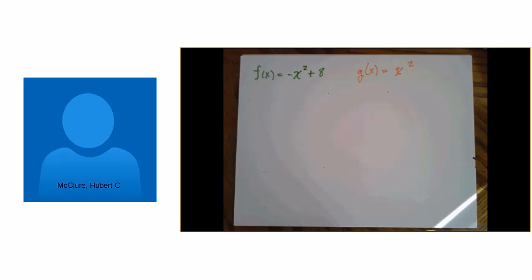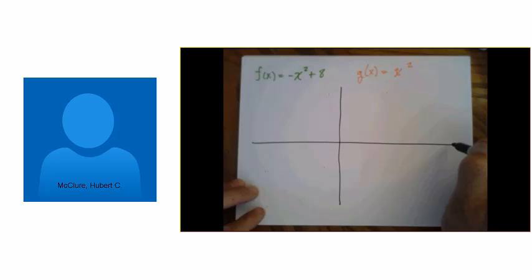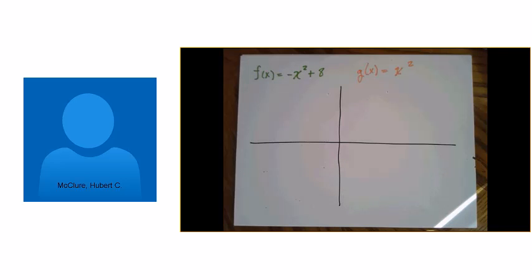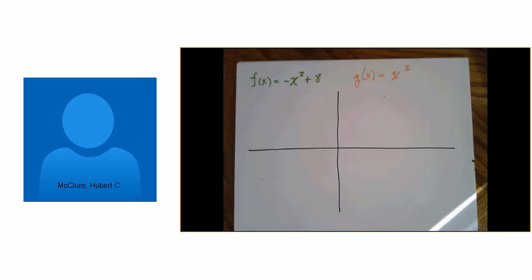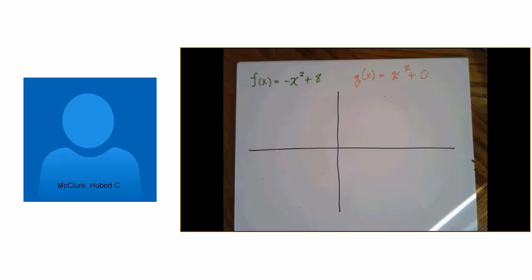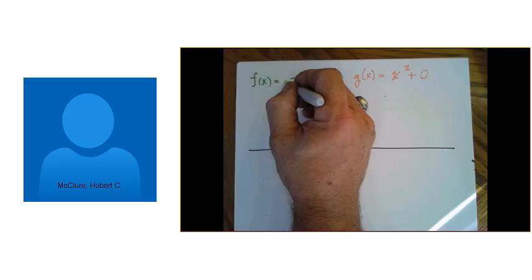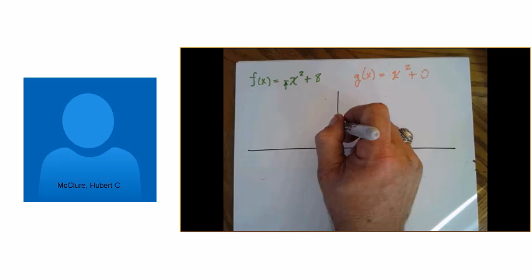So I'm going to take my handy dandy sketcher and I'm going to make it big because you need to understand what I'm doing here. Okay, we know that this function has a zero y-intercept because it's plus zero. The y-intercept on the green is 8. And this one is opening downward because of the negative. So I'm just going to go 1, 2, 3, 4, 5, 6, 7, 8.